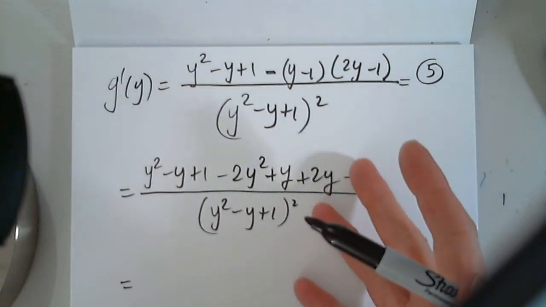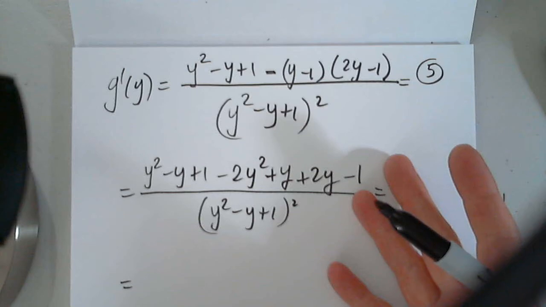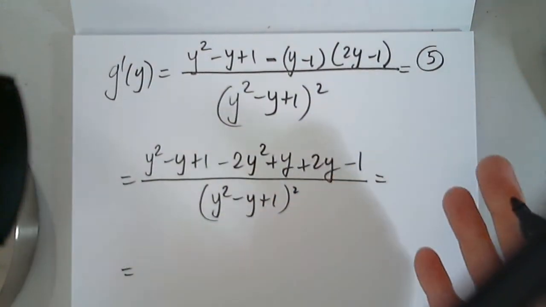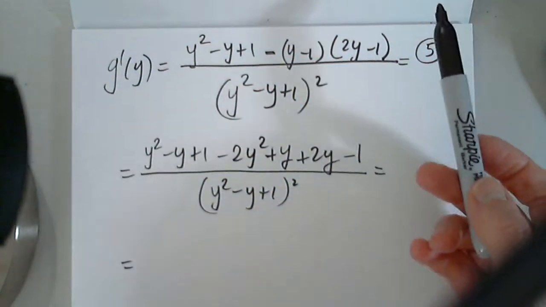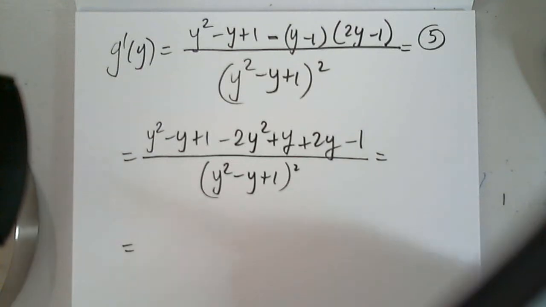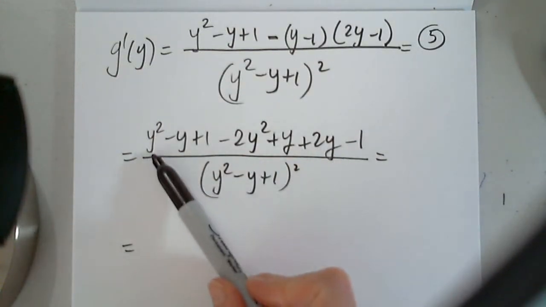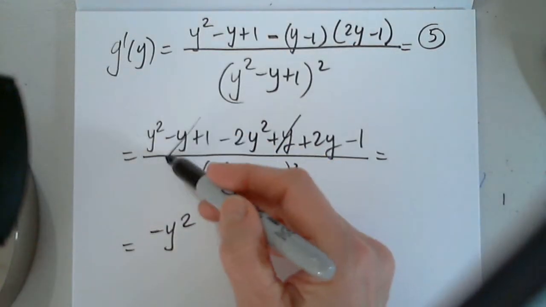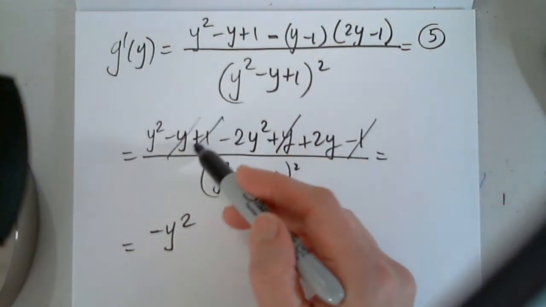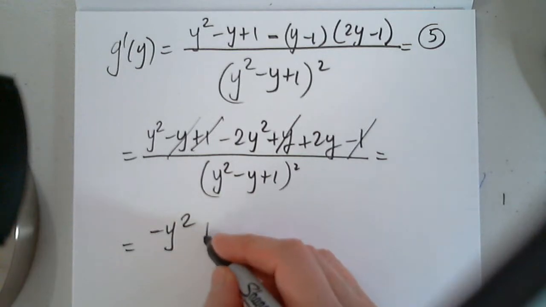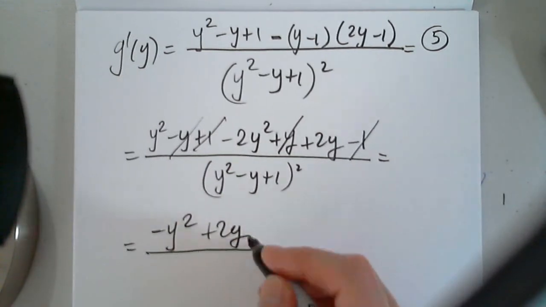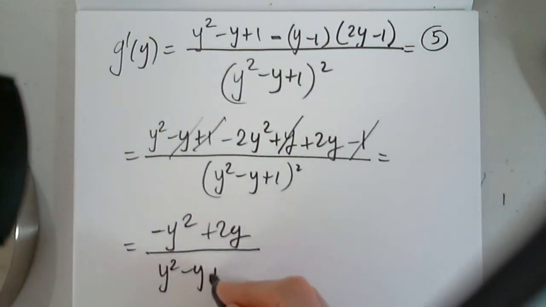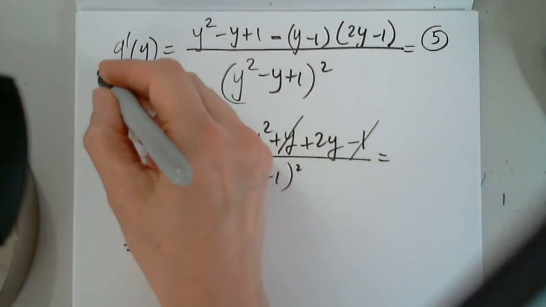And this is what I asked you to do in chapter 3. Simplify it to the fullest, because you already figured out what I'm going to do next. So in descending order, this is negative y squared. These, luckily, go away. These two go away. Nice. And then I have plus 2y. Everything over y squared minus y plus 1, squared. So this was our first step.